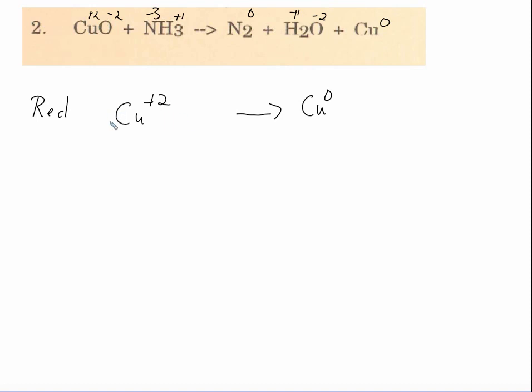Now the electrons are always added to the more positive side. Make sure they're balanced. Well, 1 and 1, they're balanced. So you've got to add 2 electrons to the copper. Then we're going to look for what else.